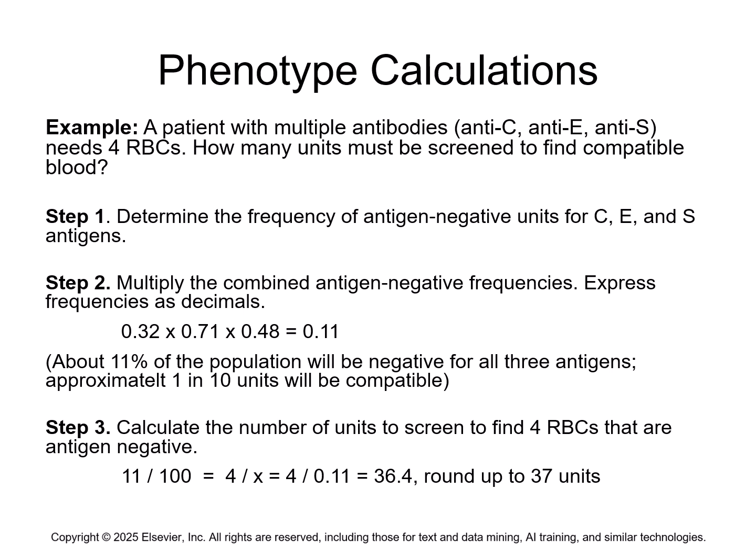Now, we cannot antigen type 0.4 of a unit, and so we're always going to round up, no matter what the percentage or the decimal is. We're always going to round up. So with 36.4, you cannot type 0.4 of a unit or half of a unit, and so we're just going to round up to 37.